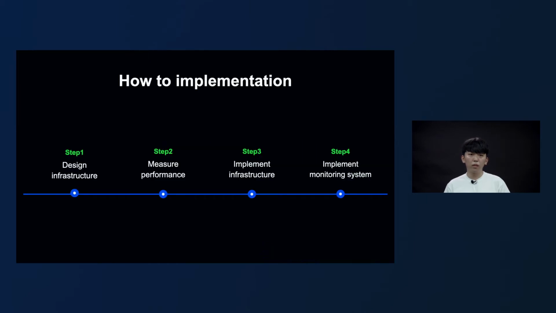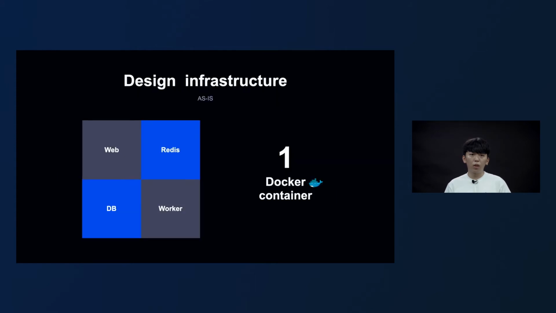Next, I would like to explain how our team built Sentry on-premise. We built Sentry on-premise in four stages. First, we reviewed the existing infrastructure, identified its problems, and improved that infrastructure. After that, I measured the performance, calculating the spec and the number of each necessary piece of equipment. Based on this data, the infrastructure was built, and finally, a monitoring system was added to monitor each device's functionality.